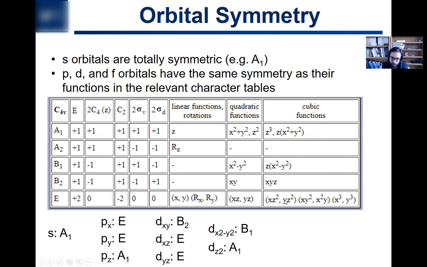If you were curious about g orbitals, you would have to use functions with a polynomial of degree 4. Anyway, that's a really key tool that we need to move forward.